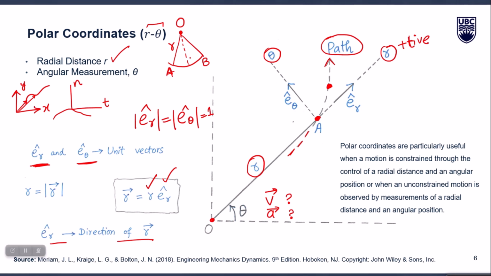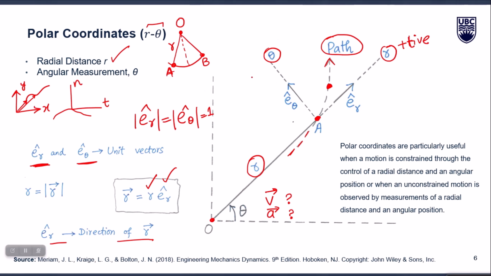Now in this case, it will be very convenient to describe this kind of motion from A to B in terms of r theta coordinates, because we exactly know what the radial distance is, and then the radial distance is being rotated by an angle to produce that path, right?